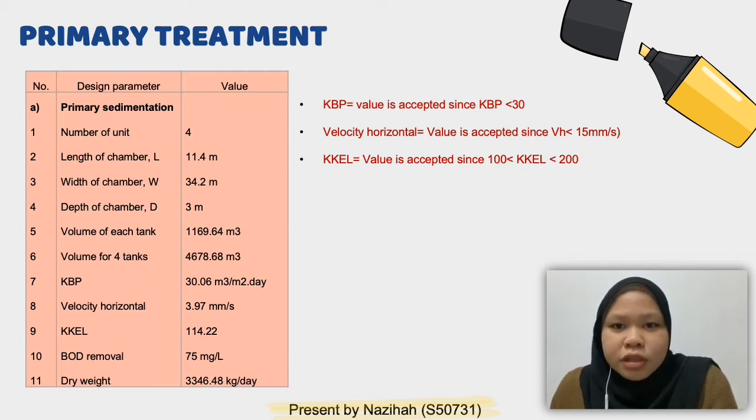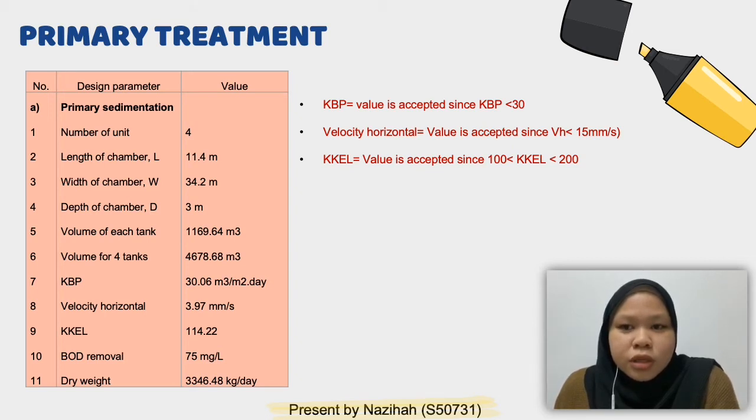After preliminary treatment was done, the wastewater will undergo the primary treatment that involves sedimentation of solid waste within the water. The suspended solids that pass through screens and grit chambers are removed from the sewage in sedimentation tanks. These tanks are also called primary clarifiers. The dimension of the primary sedimentation tank for this project was 11.4 meter times 34.2 meter times 3 meter.